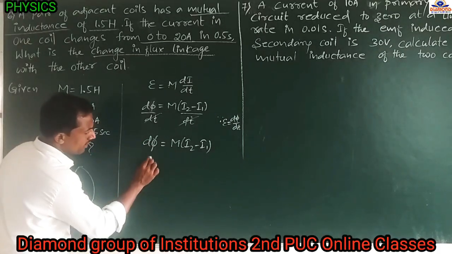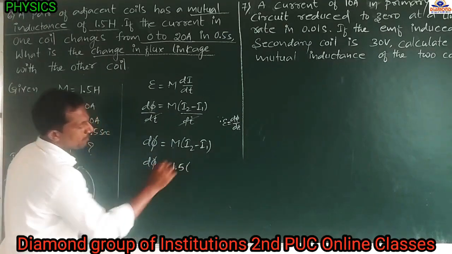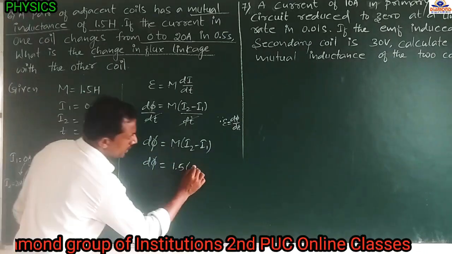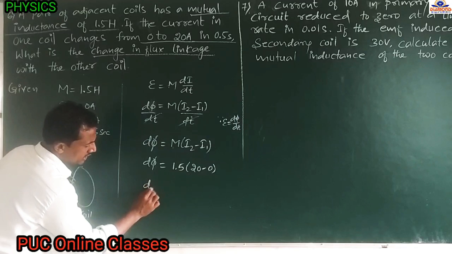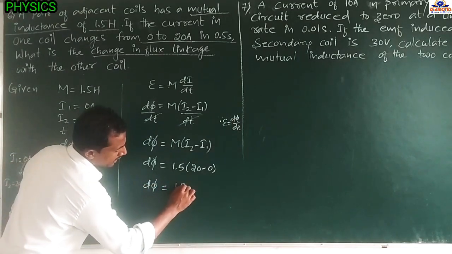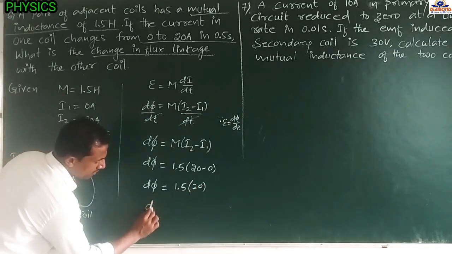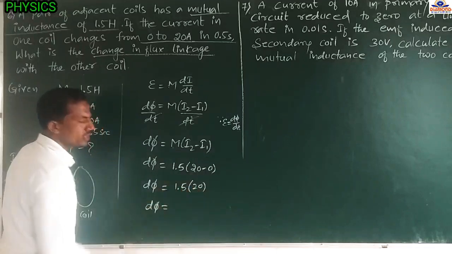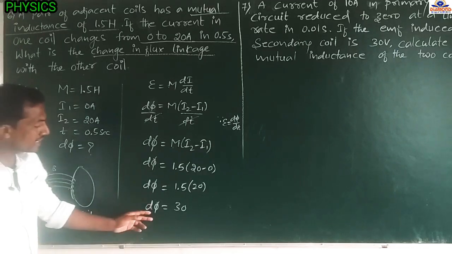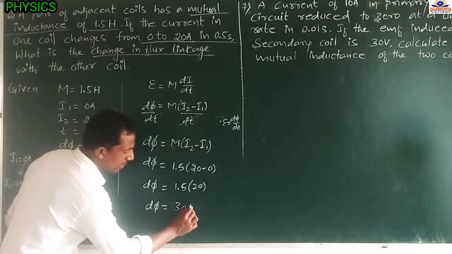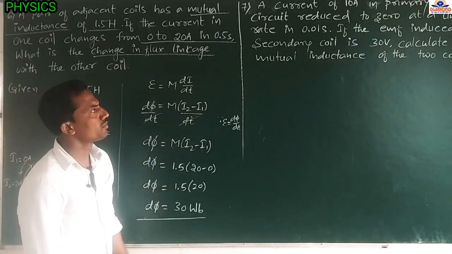Then we are writing dΦ equals M, value is 1.5. I2 value is 20. I1 value is 0. Then dΦ equals 1.5 into (20 minus 0), 20. Then dΦ equals 1.5 into 20. Then we are writing 30. Magnetic flux is measured in Weber. It is denoted by Wb.